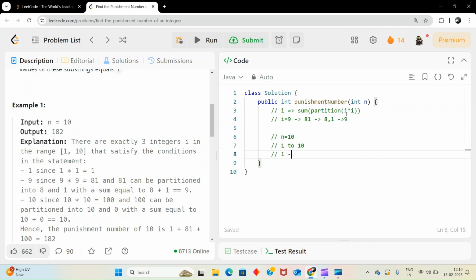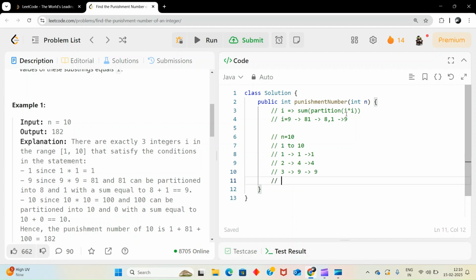So let's find the square of 1, which is 1, and the partition we can make is 1. Square of 2 is 4, and its partition is only 4. Square of 3 is 9, and its partition is also 9. Square of 4 is 16, we get 1 and 6, so 7. Square of 5 is 25, the partition we can make is only 2 and 5, and the sum is 7.